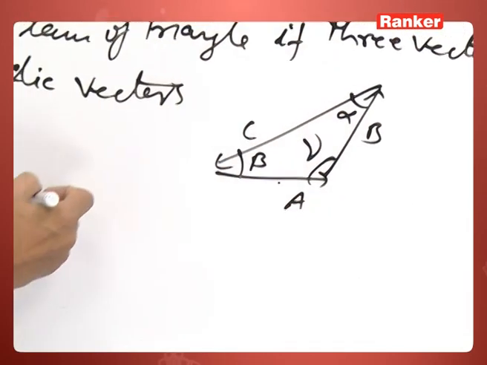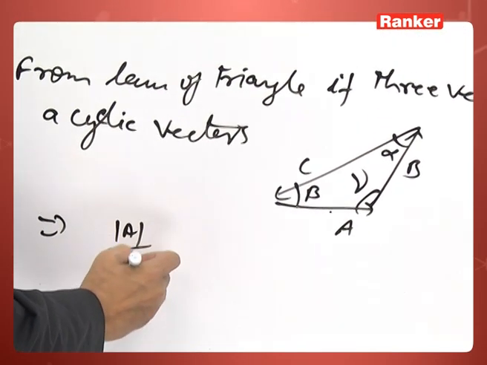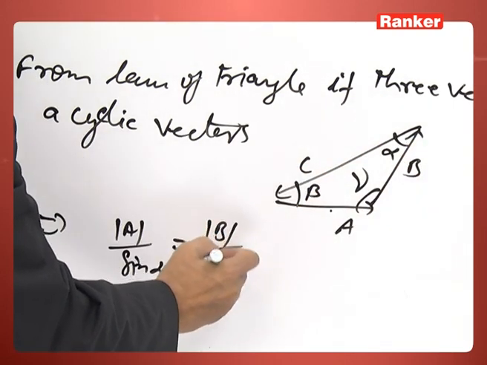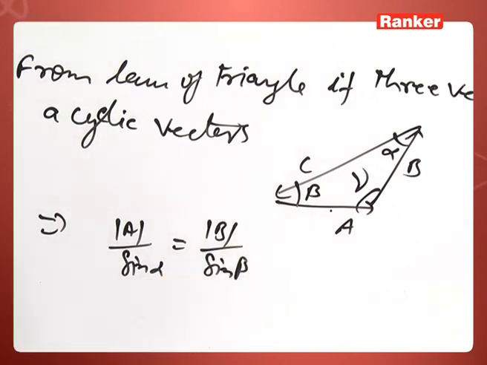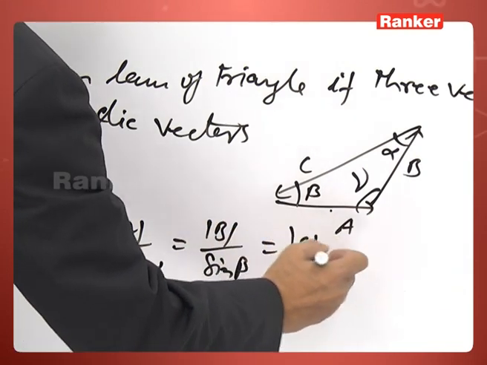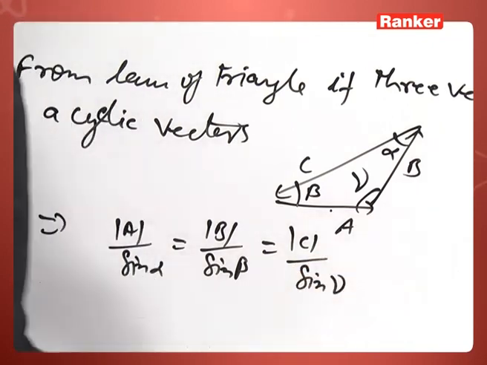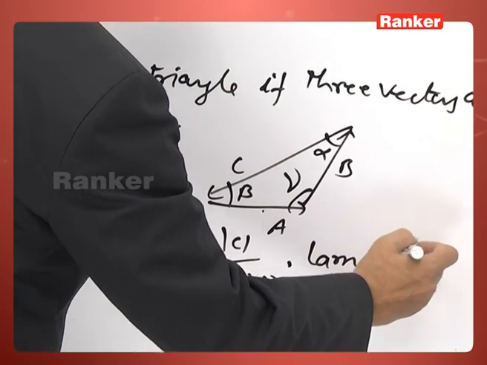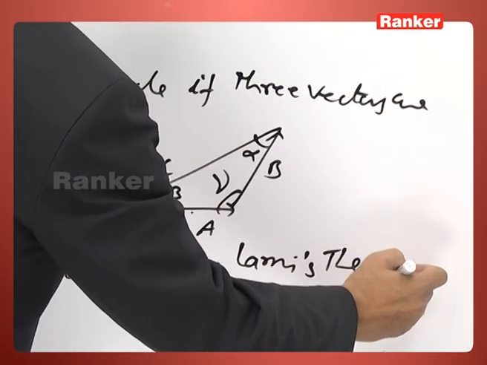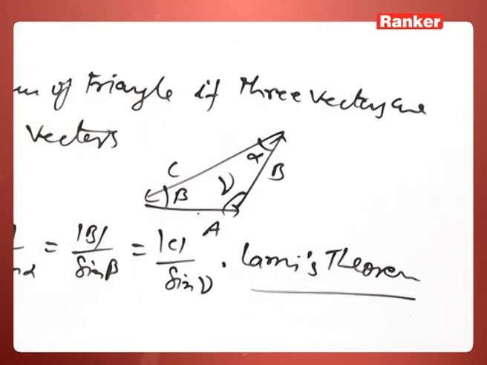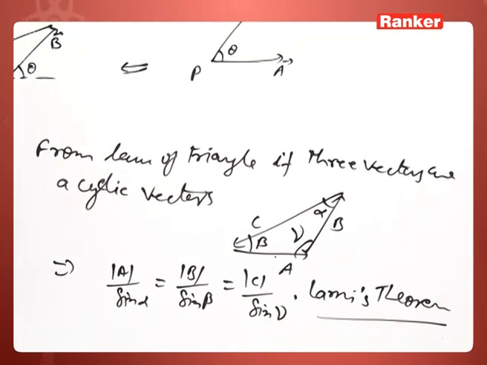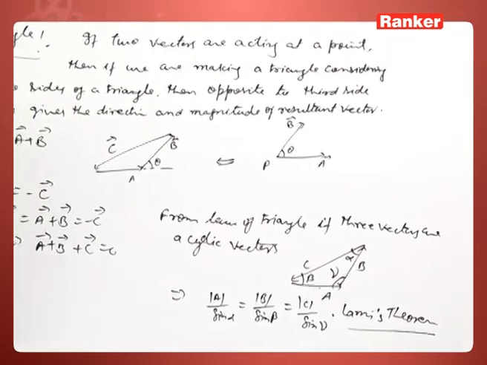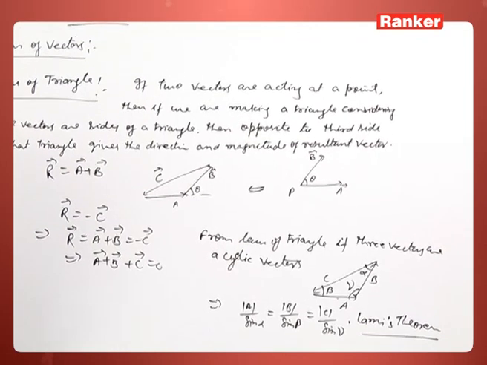mod A by sin alpha equal to mod B by sin beta equal to mod C by sin gamma. This is called Lami's theorem, and this theorem we can use while we are solving certain problems. Now, see a few examples based on law of triangle and parallelogram law of vectors.